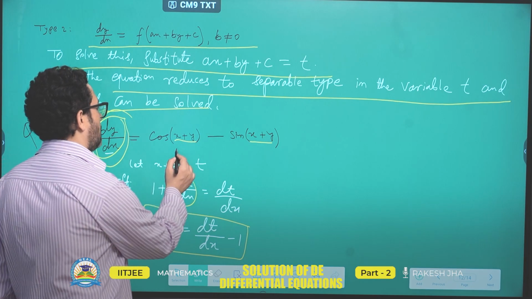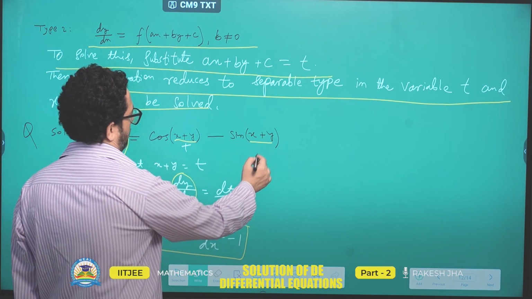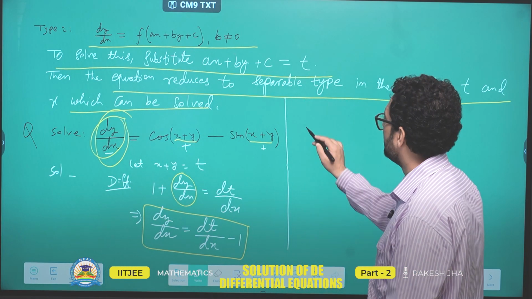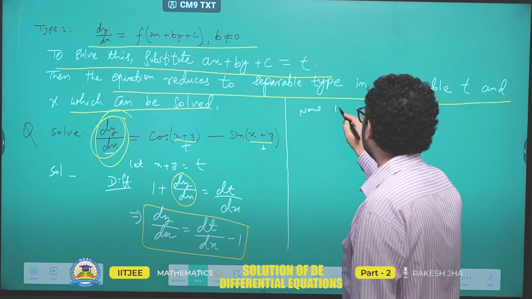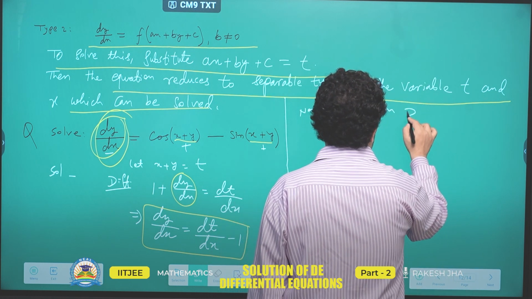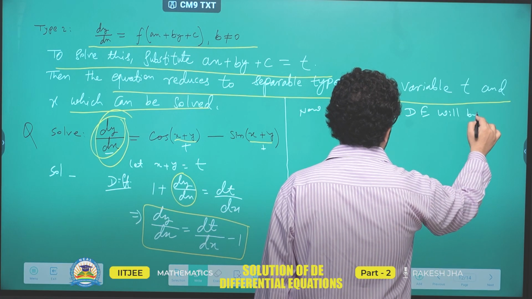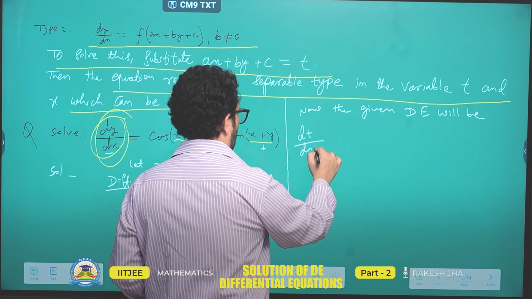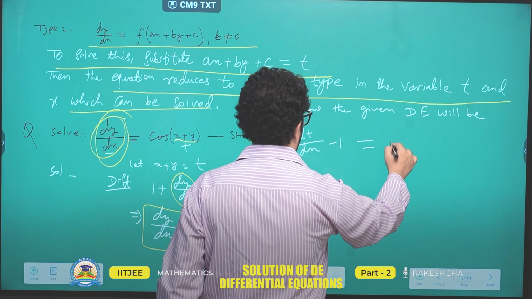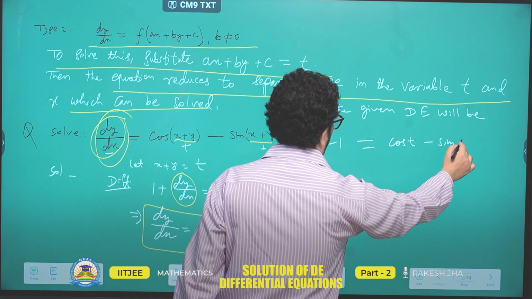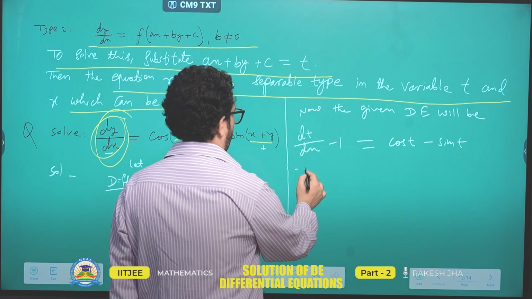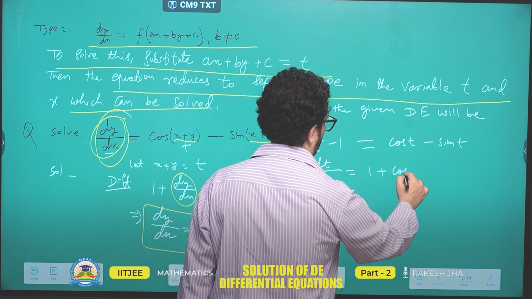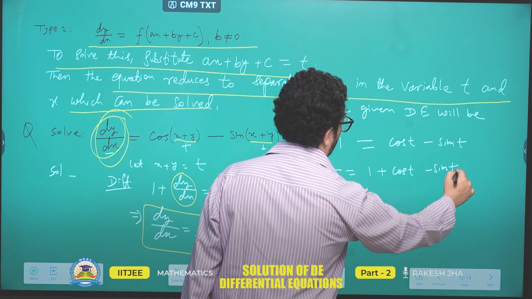In place of cos of the bracket x plus y, we can put t. Here also we can put t. So the given differential equation will be transformed into dt upon dx minus 1 is equal to cos t minus sin t. It's as simple as that. This implies that dt upon dx is equal to 1 plus cos t minus sin t.